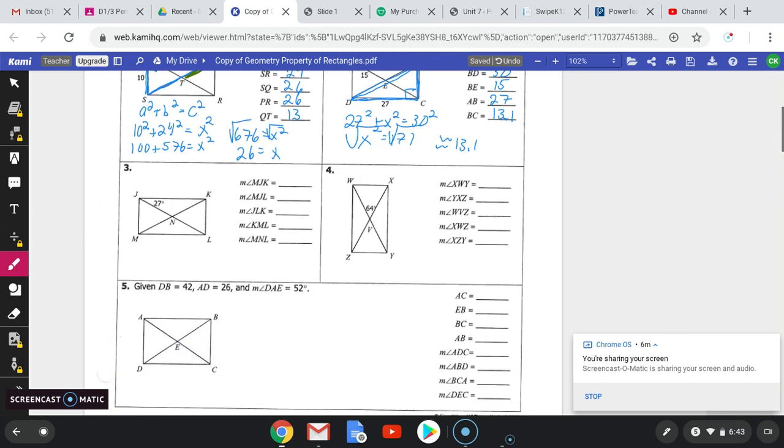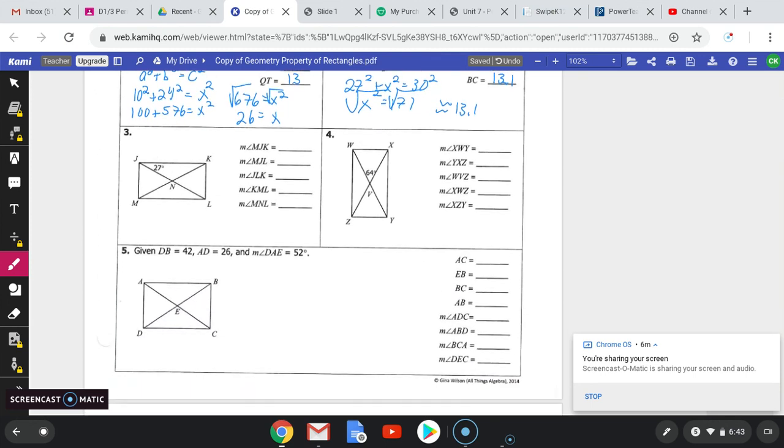Now let's talk about the angles. Unlike the parallelograms, which, let's be honest, were difficult because you weren't given too much to go off of here.